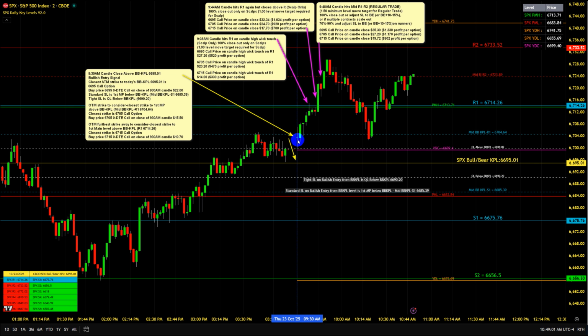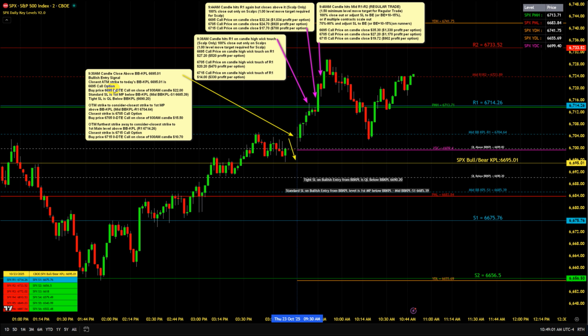On the 9:30 opening candle, typically in 90-95% of the sessions, that trade is going to be based on the bull bear key price level. In this instance, it did close above the bull bear key price level on the opening candle. So if you took the opening candle trade, that is your bullish entry signal.